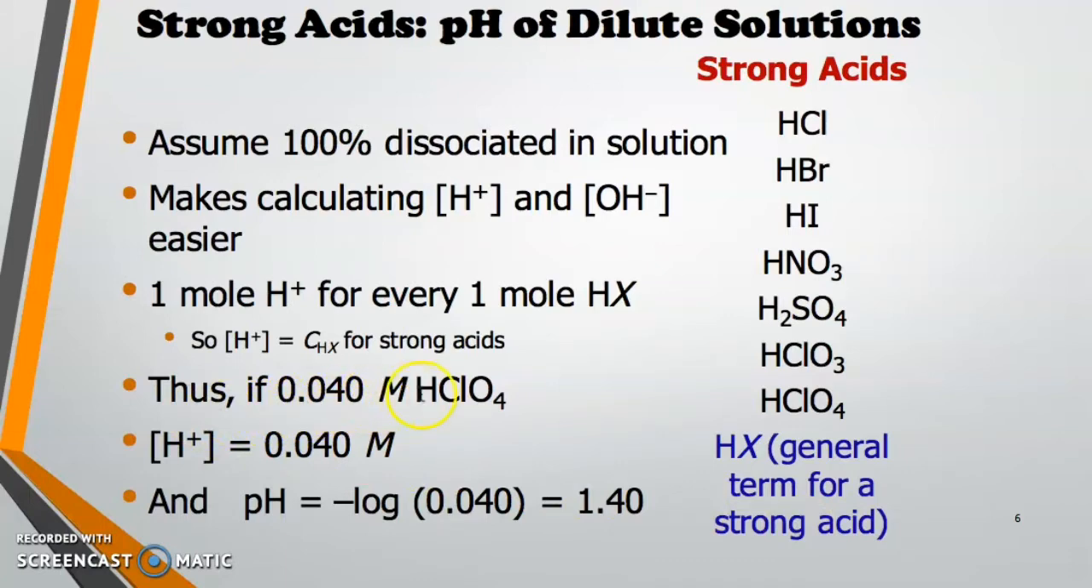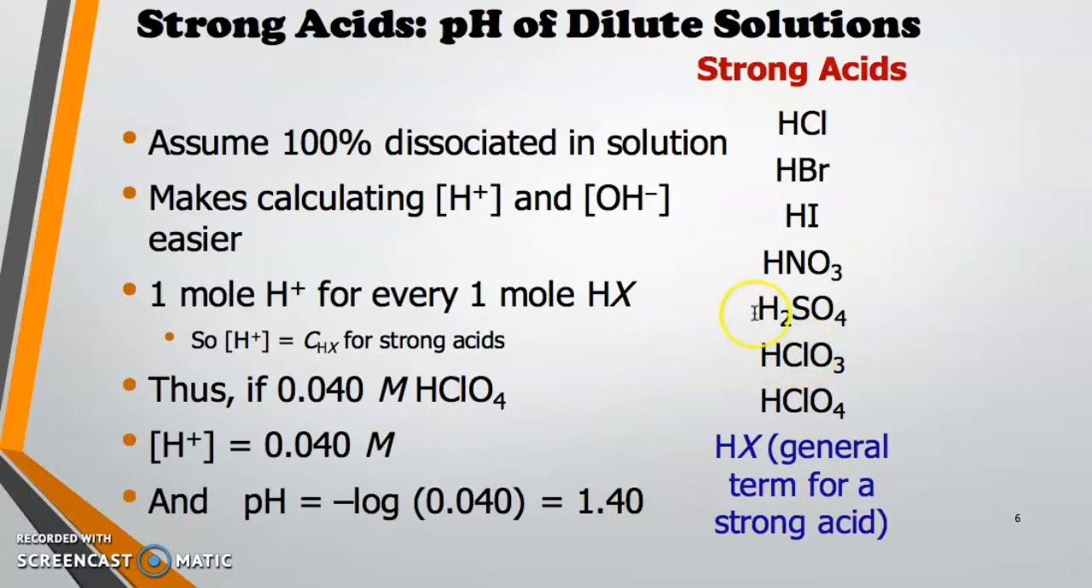0.040 molar perchloric acid, how do you calculate the pH? Look at the hydrogen here, it's only 1. So meaning that the hydrogen ion concentration you just multiply by 1. So 0.040 molar, and use this concentration in the negative log of 0.040 and you get 1.40 for the pH.